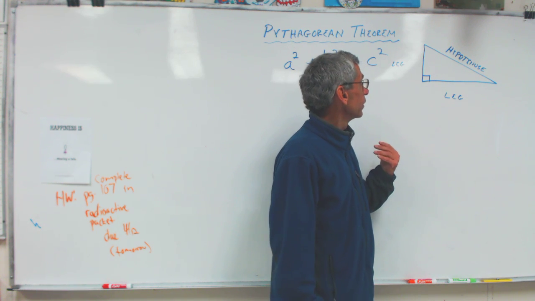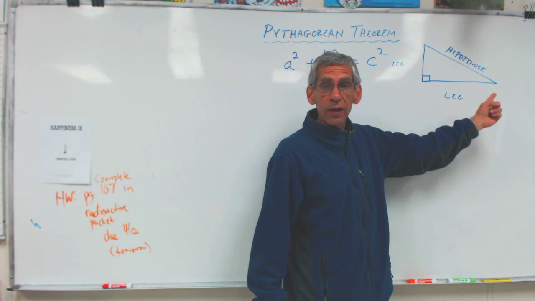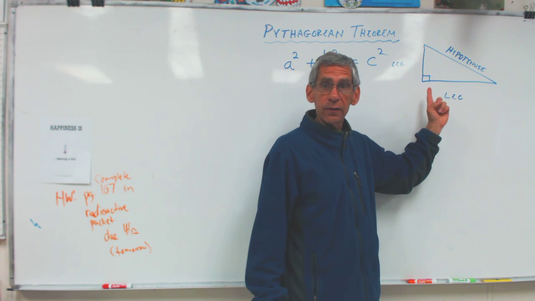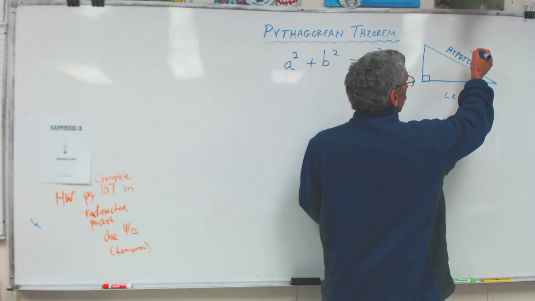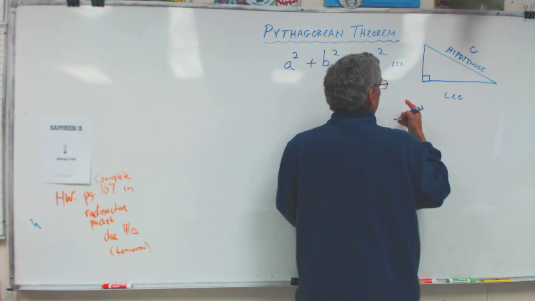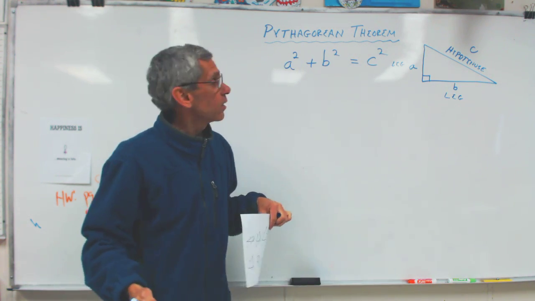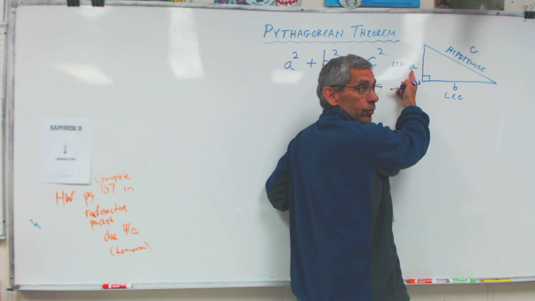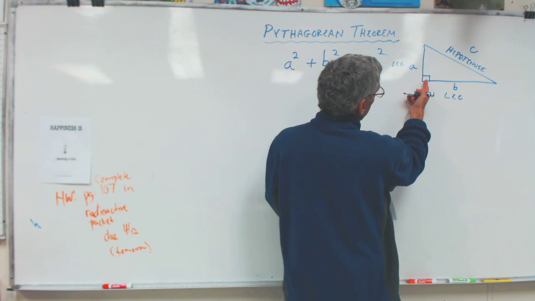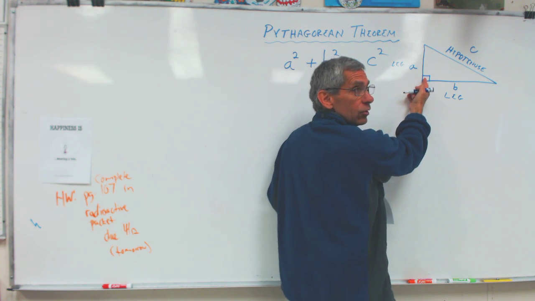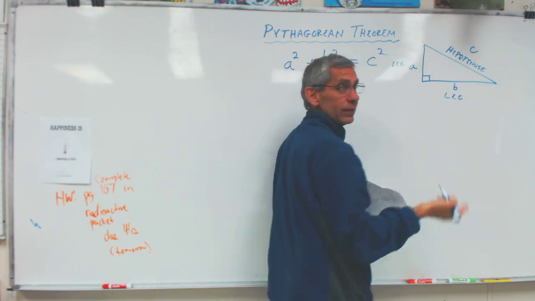So hypotenuse. And notice the hypotenuse is the longest side in a right triangle. Does that make sense? The hypotenuse is the longest side. So your hypotenuse is your C. Your legs are your A and your B. It doesn't matter which of the two is A and which is B. All I care about is that the two sides connected to the right angle are my legs, that's my A and my B, and the long side is my C.